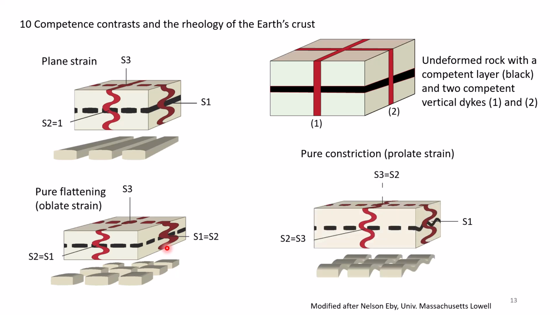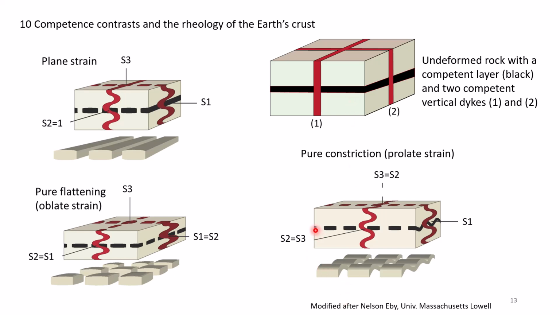We need to consider a third type of strain, and that would be pure constriction or prolate strain. In prolate strain, the stretching parallel to S1 is compensated by equal shortening along S3 and S2. In prolate strain, only S1 is undergoing extension. All other directions undergo shortening. And that again has consequences for the structures that we form out of this initial situation.